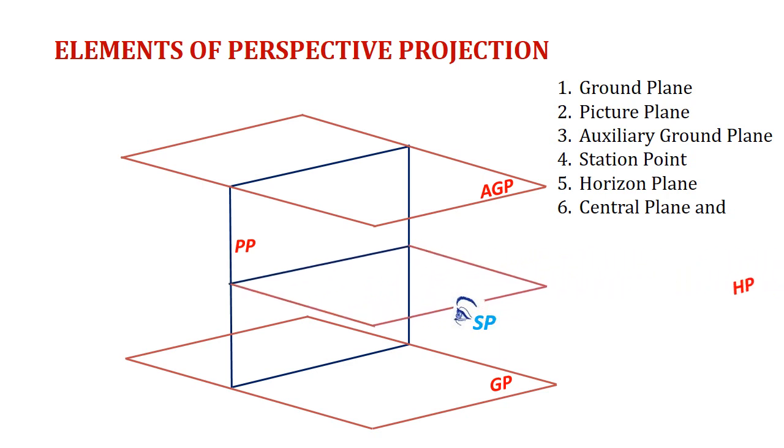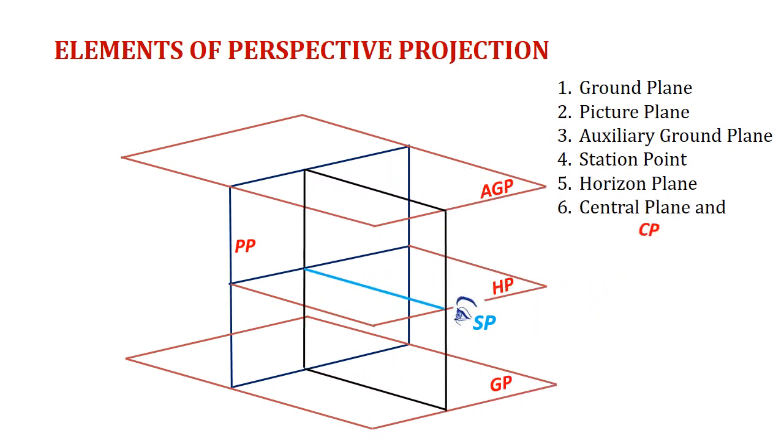The next plane is the horizon plane. It is actually an AGP, an auxiliary ground plane parallel to the ground plane, which is passing through the station point. This is used to locate the station point in front view.